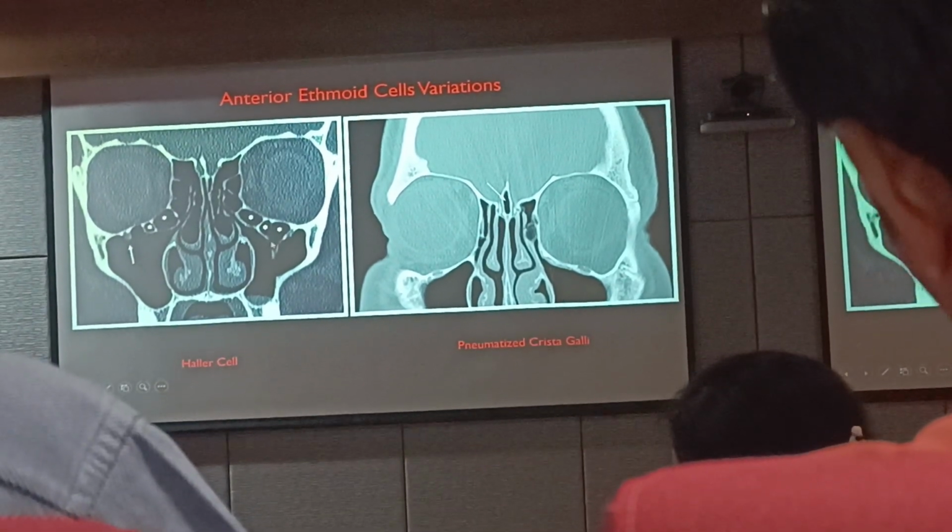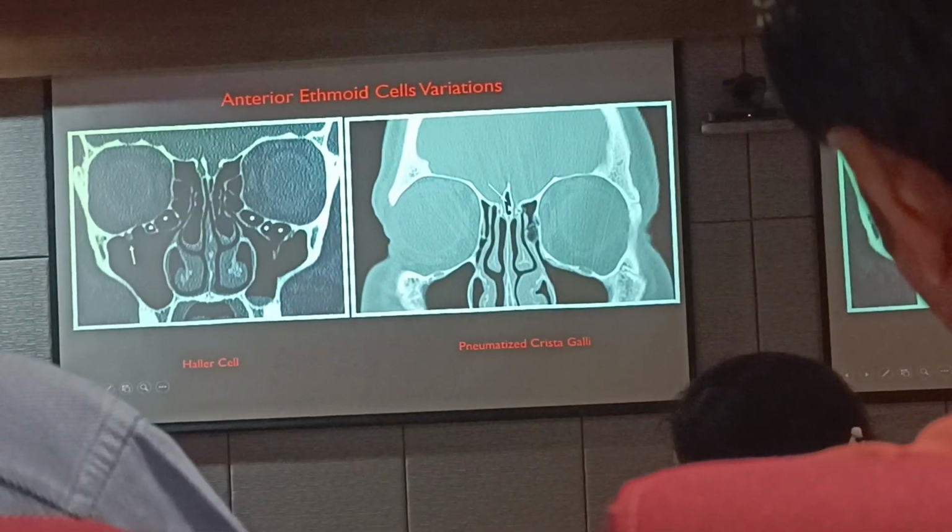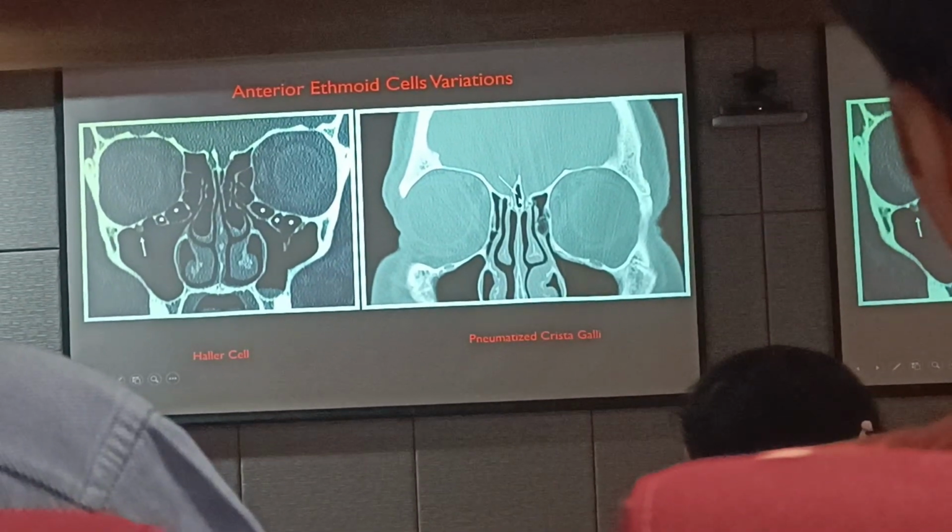Again here, this is a Haller cell. This is a pneumatized crista galli again, okay? Not to be touched, not to be run after.